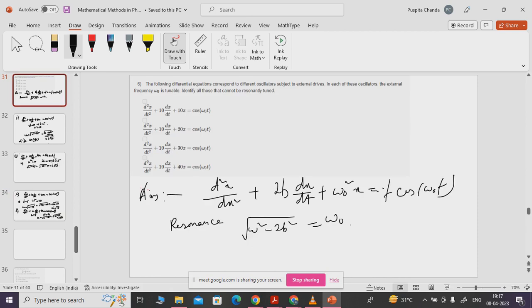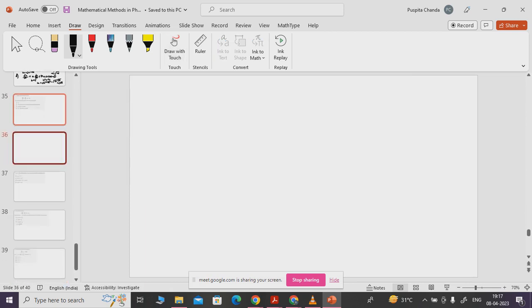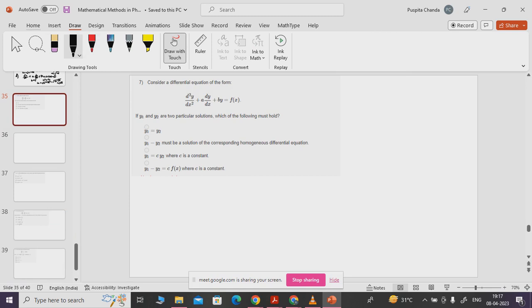So none of them can be resonantly tuned. The question says identify all those that cannot be resonantly tuned. So everyone is correct. Each one of these 4 options cannot be resonantly tuned.